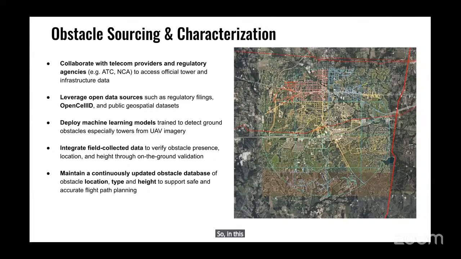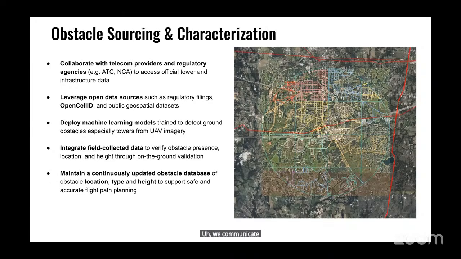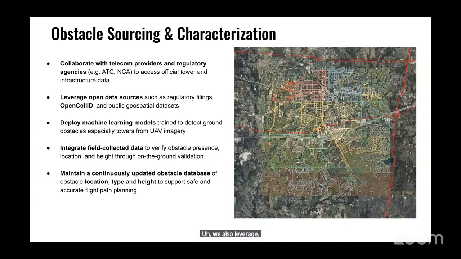So in this case, we collaborate with ATC, and then NCA in Ghana, National Communications Authority. We work with these two bodies, and then we get obstacle data from them. So you can imagine ATC giving us all the towers they have. NCA also would come in with all the towers that they have, the telco towers that they have. We also leverage open data sources like OpenCell ID, where we are able to source some of these obstacle data.